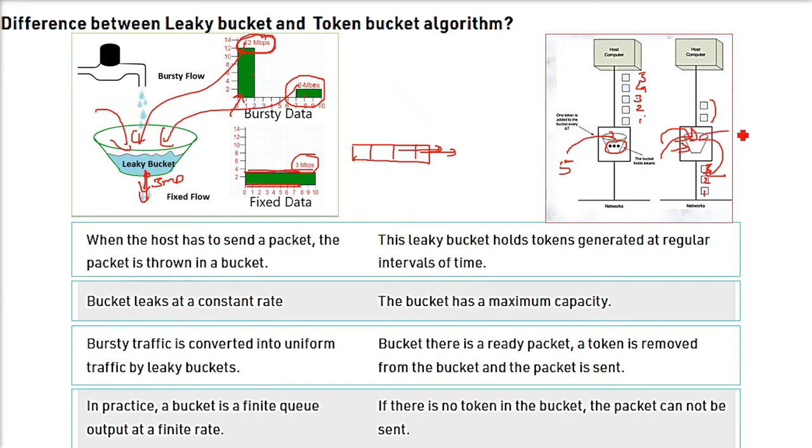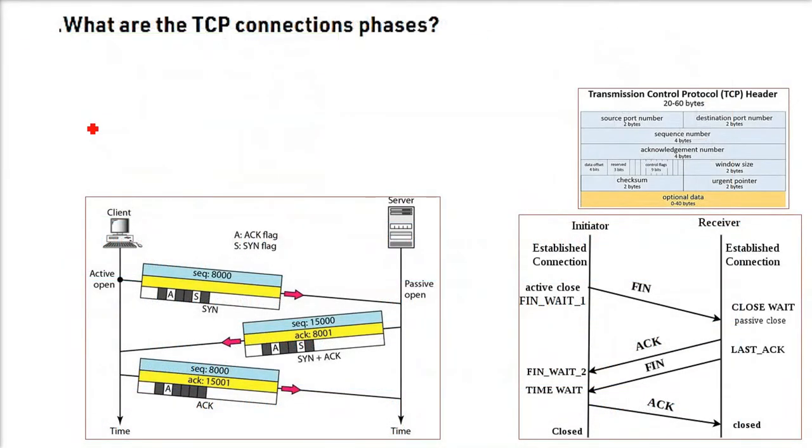Oh, last in, first out. So now here, if there is no token in the bucket, nothing will happen until the tokens are generated.